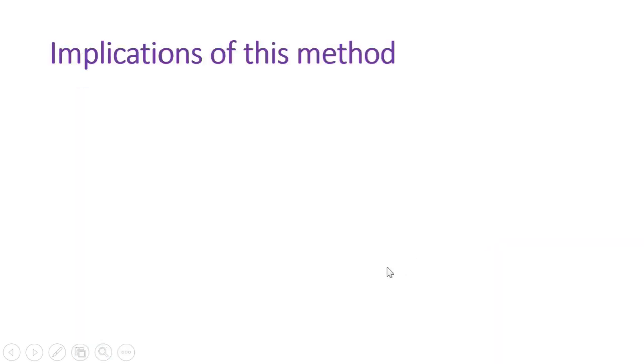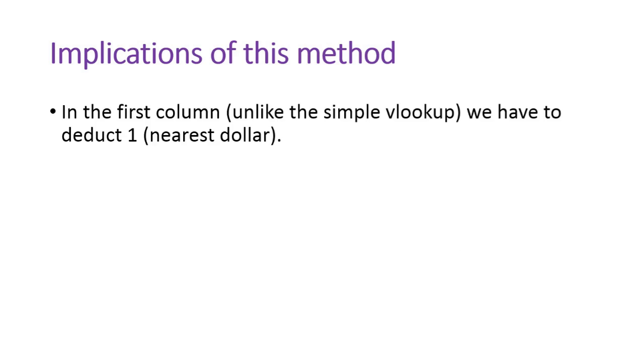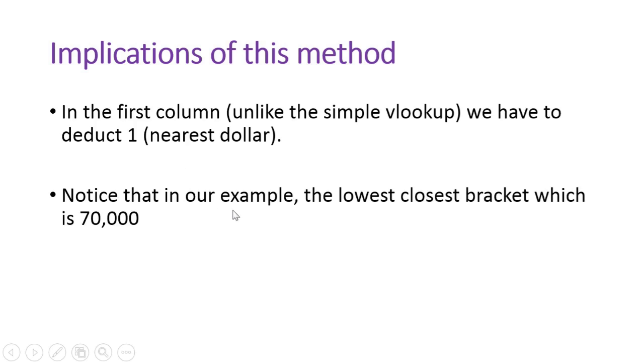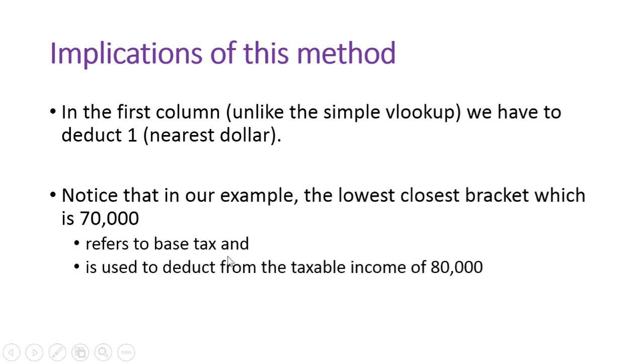Now, when we use this method, there are certain implications. In the first column, unlike the simple VLOOKUP, we have to deduct $1, because in our question, we don't have cents. Notice in our example, the lowest closest bracket is 70,000. And this 70,000 is used to deduct from the taxable income of 80,000.